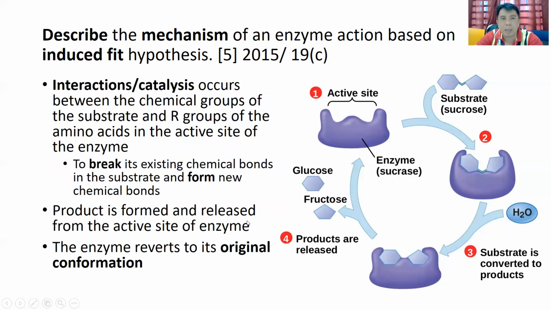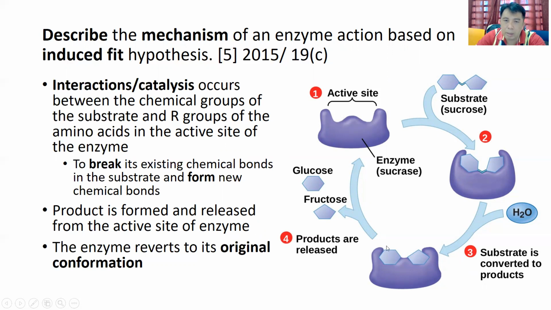The chemical reactions will break the existing chemical bonds in the substrate and form new chemical bonds. So this is actually the interactions or the catalysis. This occurs between the chemical groups of the substrate and the R groups of the amino acids in the active site of the enzyme. We know the active site consists of just several amino acids, where the R groups are normally polar or charged. Then the product is formed and released.